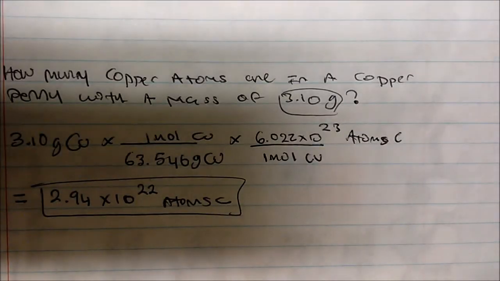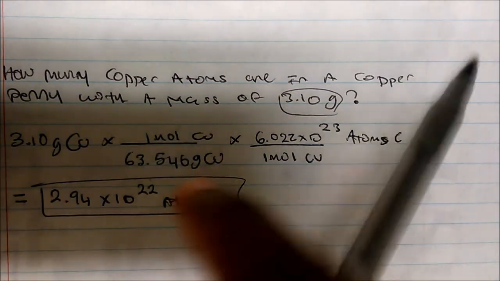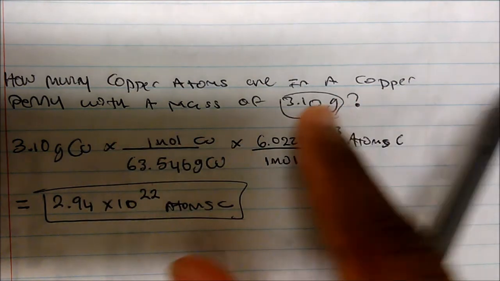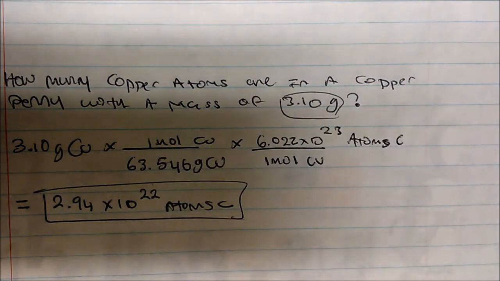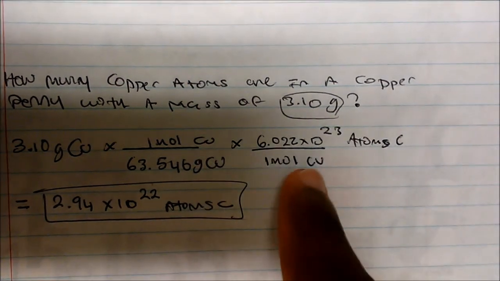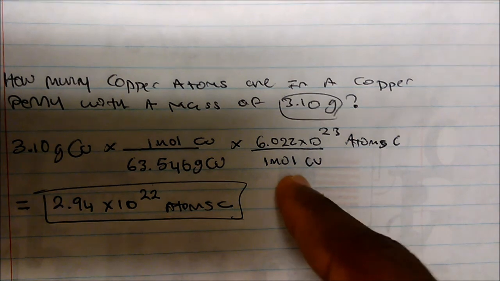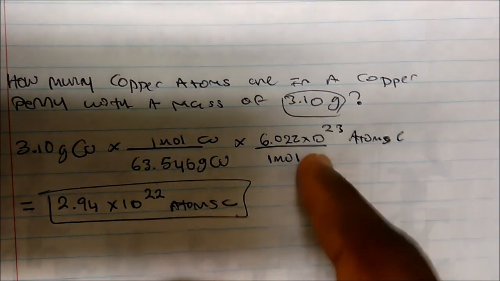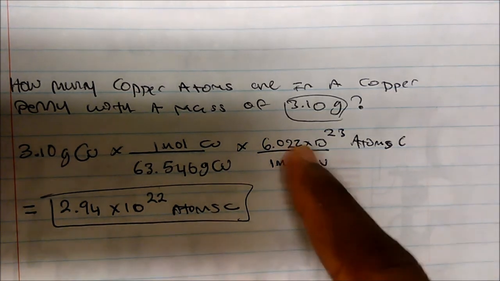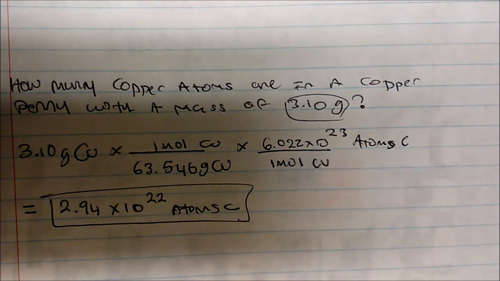Now, what if the question had asked, how many copper molecules are there in the copper penny? Like, how many molecules would be there? Okay, the process does not change. In this case, the only thing that would change is that for every 1 mole of copper, I get 6.022 times 10 to the 23rd molecules. And that's why I say Avogadro's number is not just atoms. If I have 1 mole of anything, I have 6.022 times 10 to the 23rd of that something.